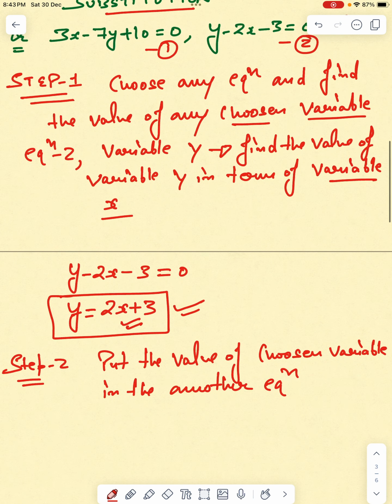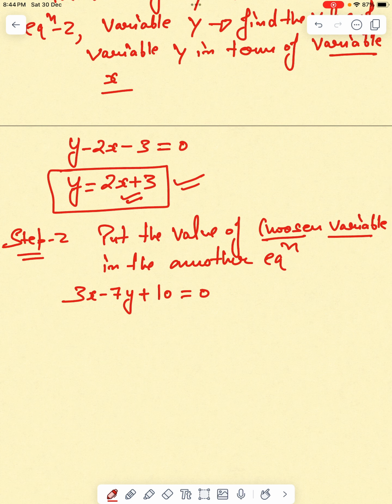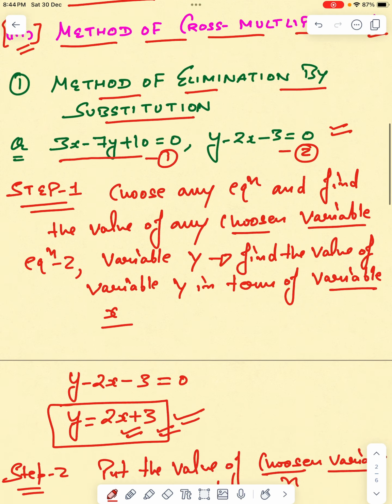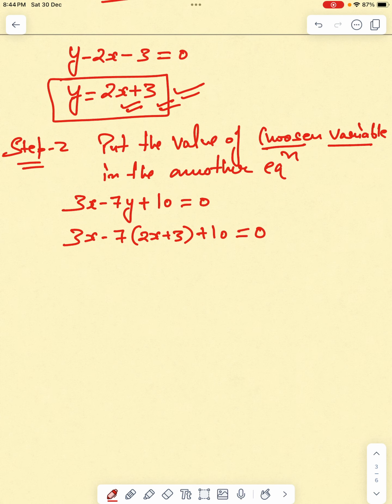So first write the equation number 1, that is 3x minus 7y plus 10 is equals to 0. And then what we have to do, put the value of chosen variable. Chosen variable is y. So put the value of y in this equation. Y is 2x plus 3 plus 10 is equals to 0. So now what was our step number 3? Our step number 3 is just find the value of x, because the given system of equation we are arriving at is only in one variable, so you can easily find the value of x.